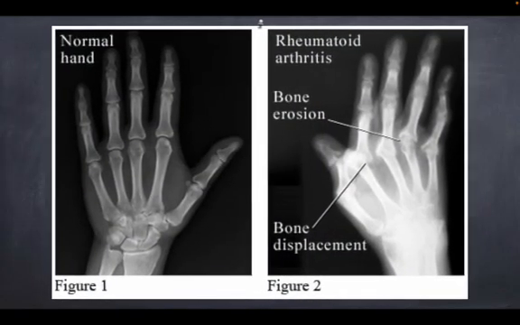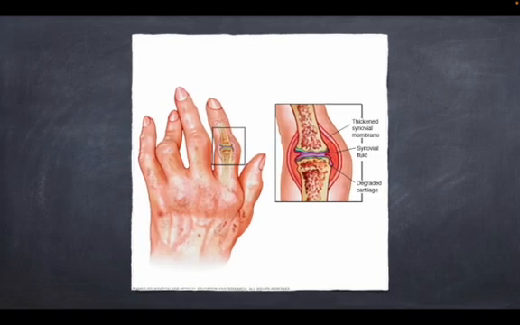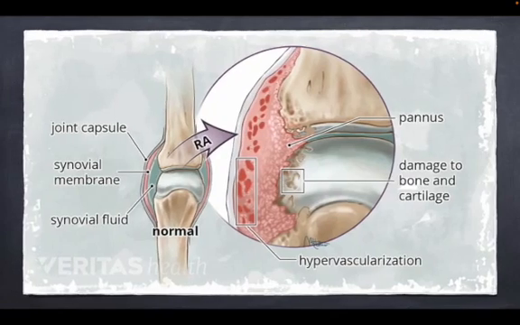Figure 1 on the left is an X-ray of a normal hand. Figure 2 on the right is an X-ray of a hand with rheumatoid arthritis. This next image shows you the thickening of the synovial membrane, the synovial fluid, and the degraded cartilage within the finger of someone with rheumatoid arthritis. This image shows another representation of RA within the joints.